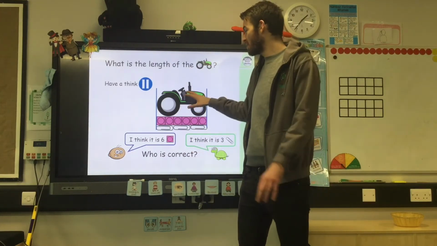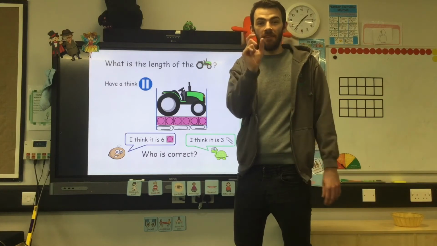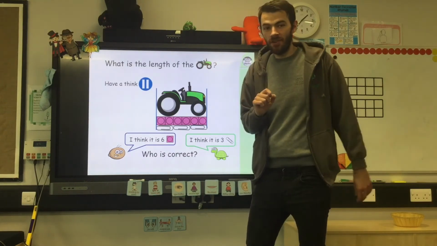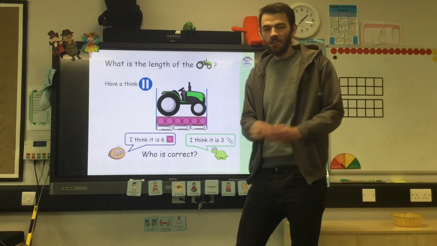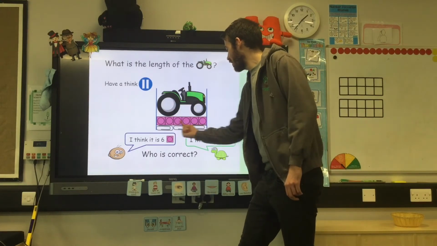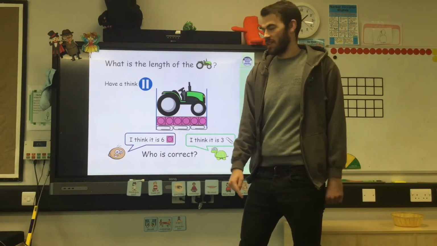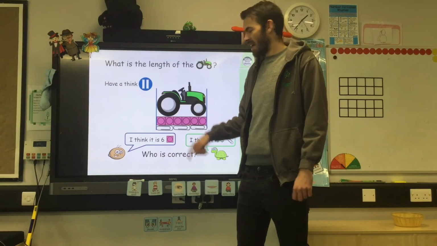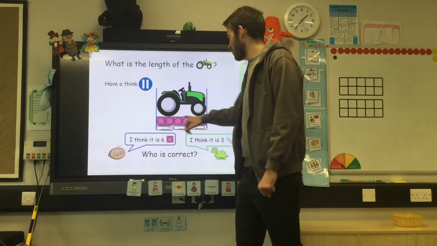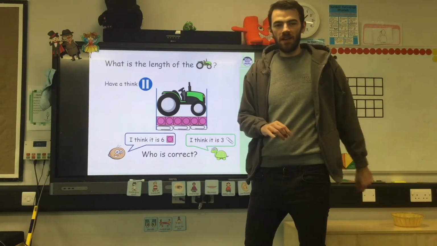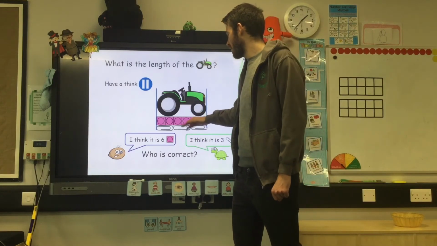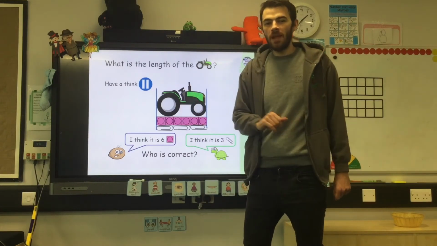We can measure larger objects with different units of measure, okay? It doesn't matter as long as we use the same one in the line that we're measuring. So we couldn't mix up the cubes and the paper clips. We could either do cubes or paper clips, okay? 6 cubes or 3 paper clips.